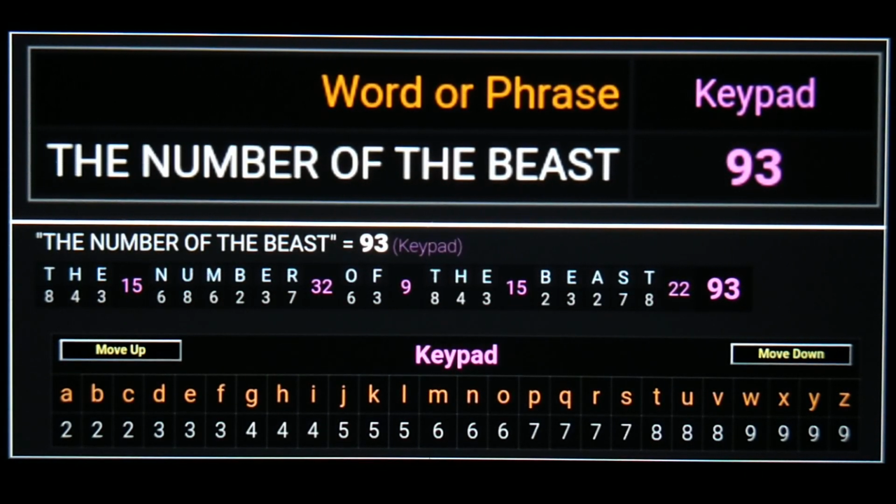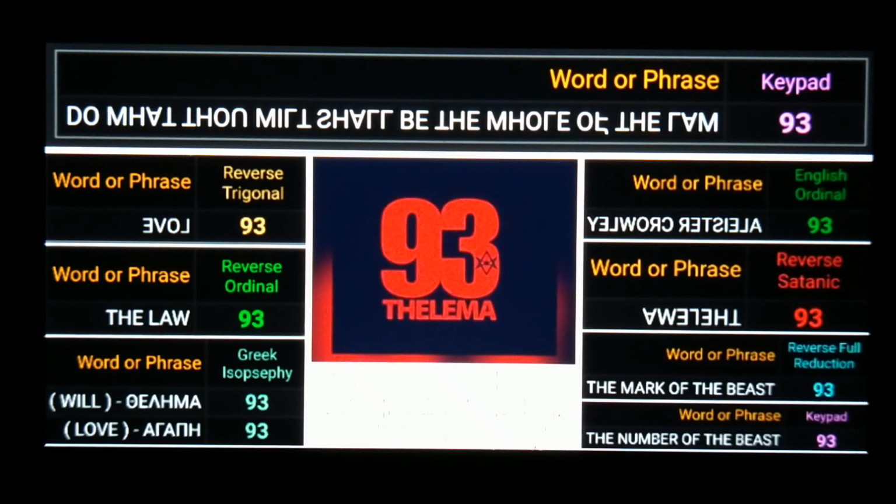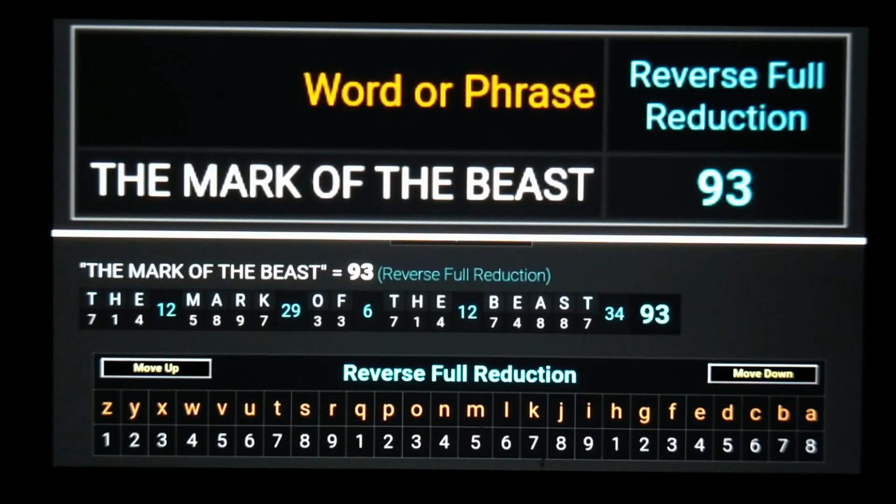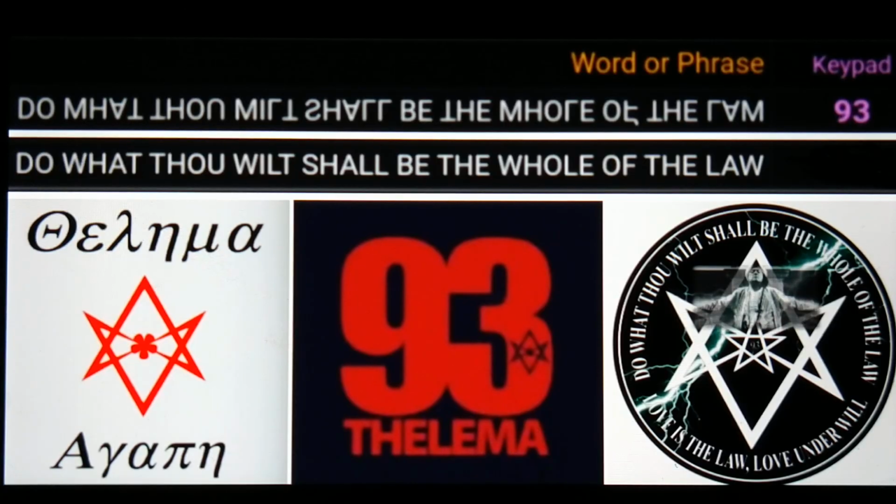That represents the alphanumeric buttons on your telephone. So if you flip open your phone to dial, you're going to see an alphanumeric system on all your phones. That represents this cipher. And we can also get a 93 from the mark of the beast if we use the full reduction cipher. You can see the chart down below. This is the reverse full reduction. Just type out the words like normal, forward-facing letters. The mark of the beast gets us that 93.